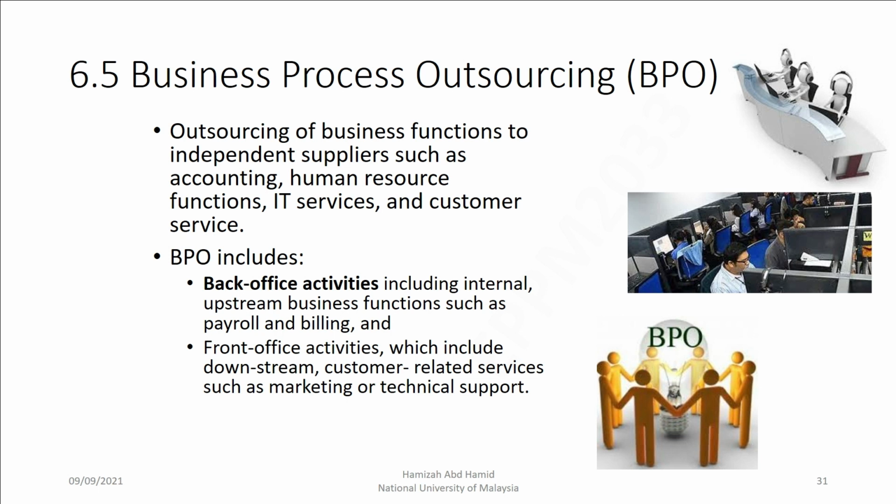There is also business process outsourcing. Nama glamour dia BPO. This is when companies outsource business functions to independent suppliers. Function ni termasuklah function accounting, human resource, IT and customer service. Kadang-kadang ada company yang tak berminat sangat nak handle accounting, so they outsource. So BPO will include back office activities. This includes internal upstream business functions such as payroll and billing. Kadang-kadang ada company tak nak handle sangat, so they just outsource.